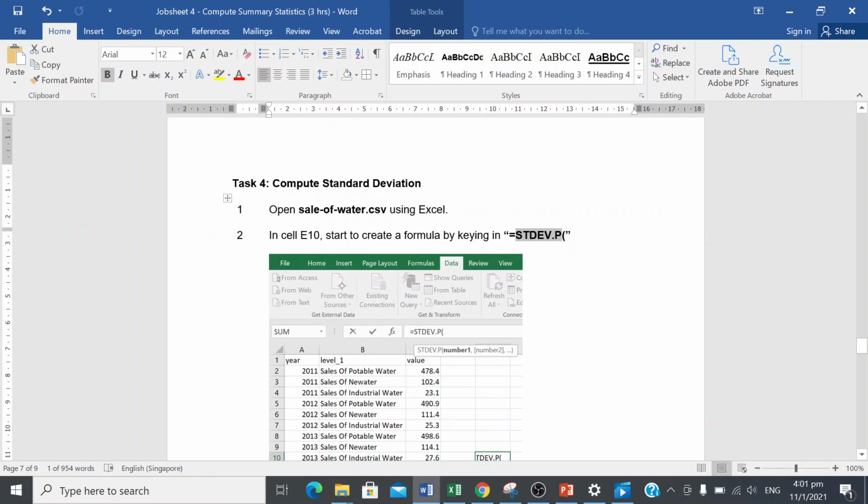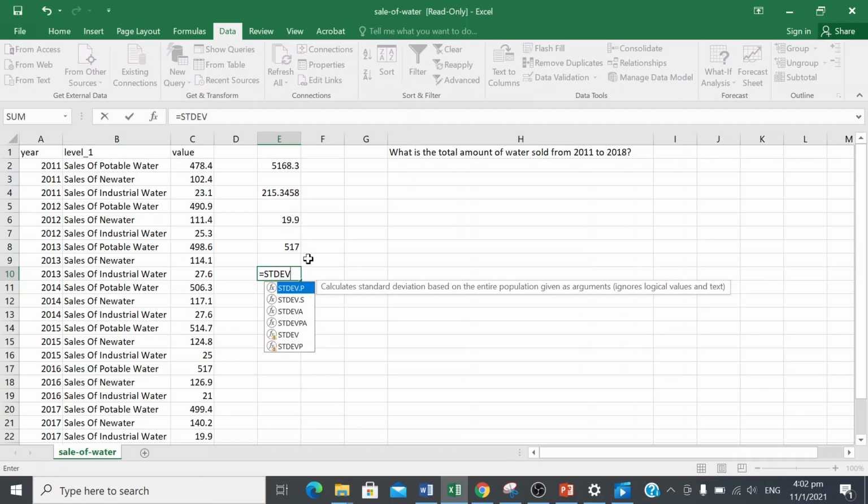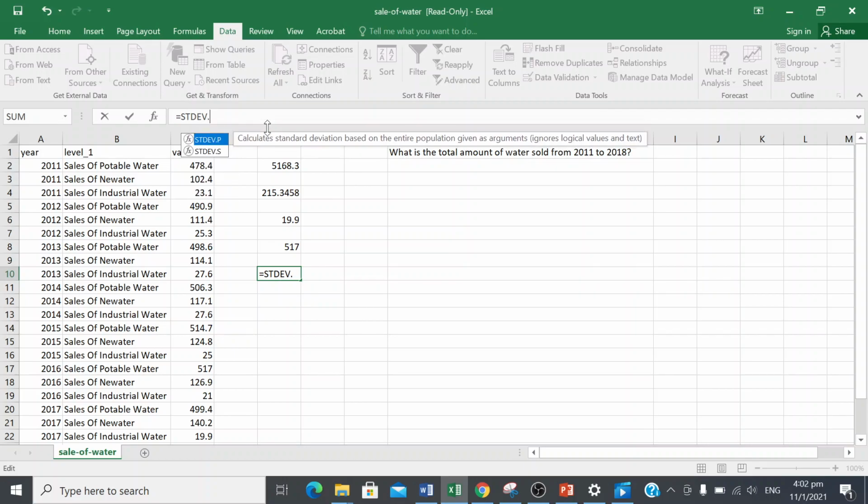So again, we are going to go back to the sale of water CSV file. All right, so we were here. Now, this time around, we are going to do equals to STDEV dot. Now this is the standard deviation formula. When you type standard deviation, ST is standard, DEV is deviation, dot, they give you two possible choices, either dot P or dot S.